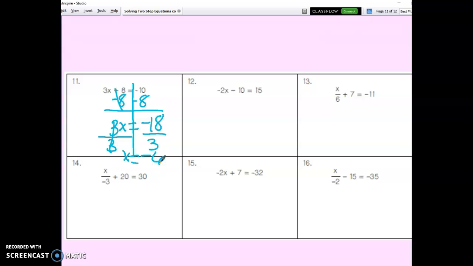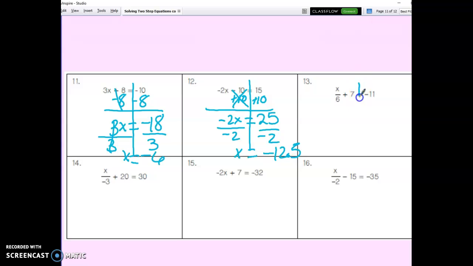Okay, my next one, going to add 10 to both sides first. Okay, that leaves me with negative 2x equals 15 plus 10, which is 25. Then divide by negative 2, which is giving me 25 divided by negative 2, which is negative 12 and a half.